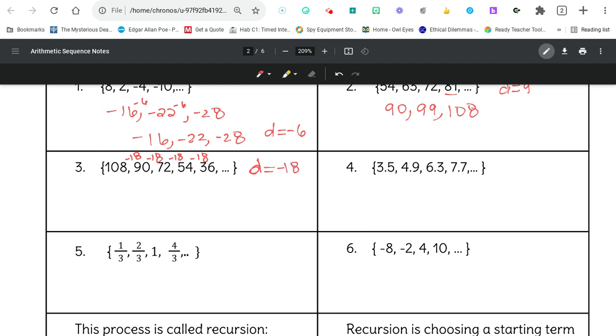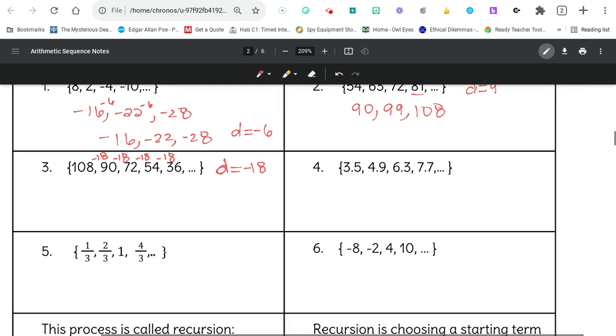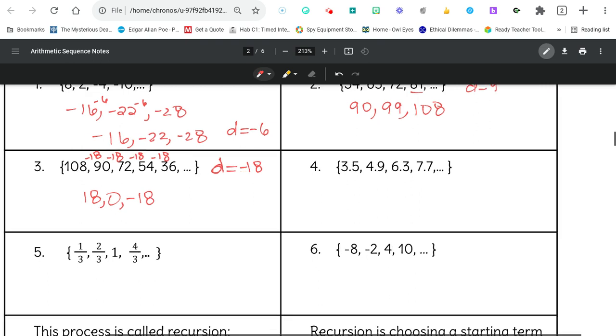Excuse me. I didn't mean to put that. 36 minus 18 is 18. That's the next term. 18 minus 18 is 0. 0 minus 18 is negative 18. Those are the next three terms.